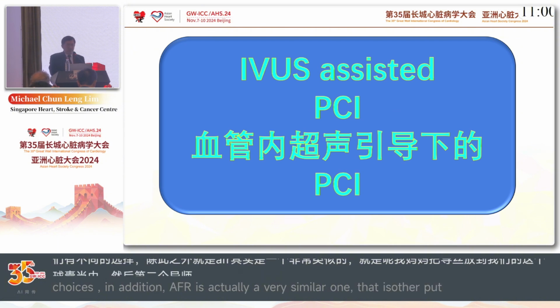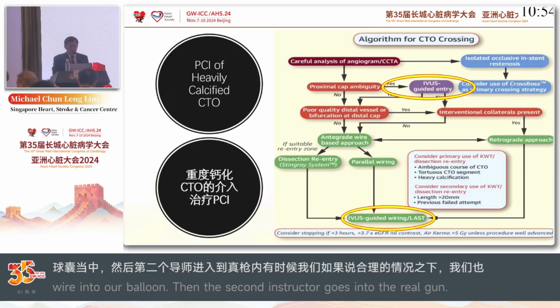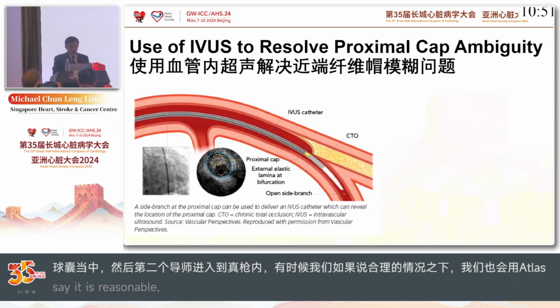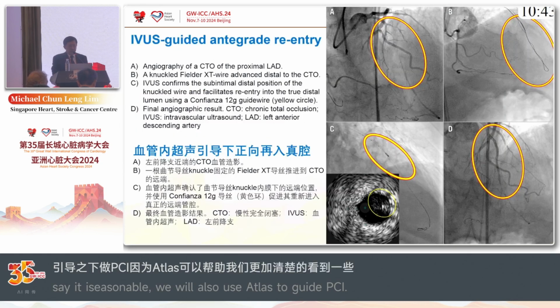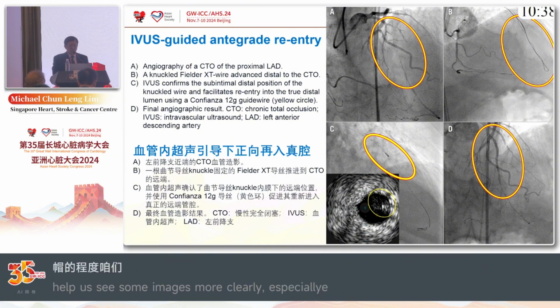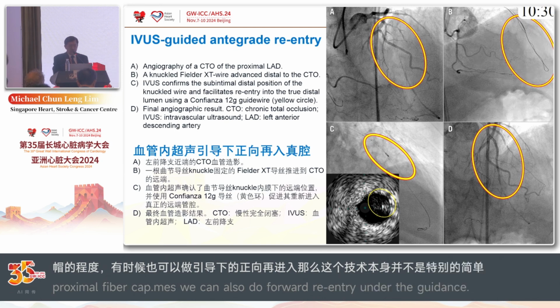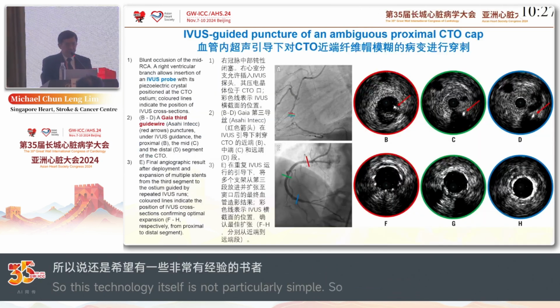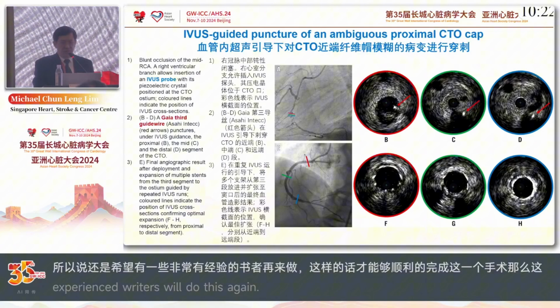Sometimes if it's appropriate, you might want to do IVUS-guided PCI. And the IVUS can help you, especially if you want to image and you have proximal cap ambiguity. And sometimes it can help you in terms of the antegrade re-entry as well. But this technique is not so straightforward. So obviously you need people who are very well-versed with it, who have done a lot of it, for this to be done successfully. Yeah, so I won't go through this in detail, but this is one of the techniques you can use.